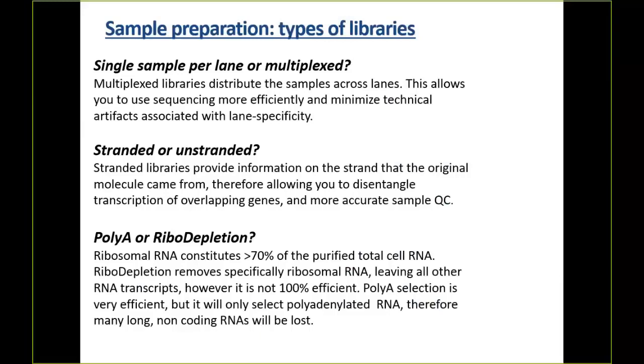What's it not going to pull down? You're going to miss your small non-coding RNAs, you're going to miss your microRNAs, you're going to miss your large non-coding RNAs. You're going to miss quite a few things. So if you're looking for microRNAs, for example, and you do poly-A pull down to remove ribosomal RNA from your sample, you are going to come back with absolutely nothing.